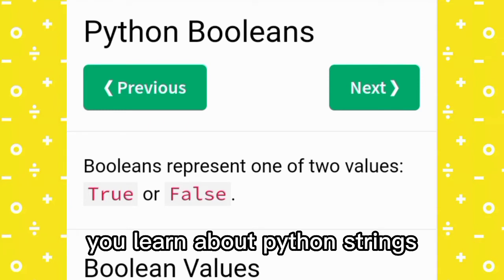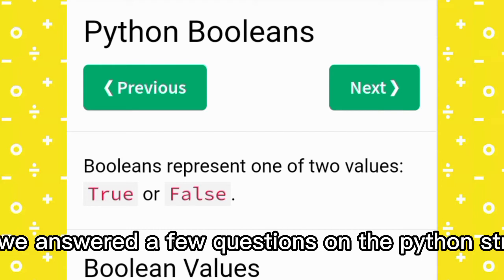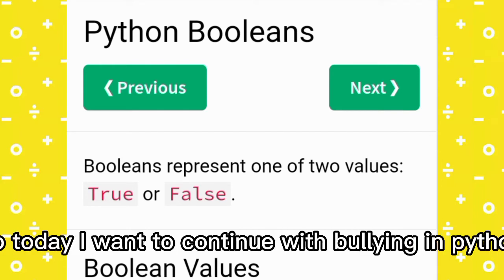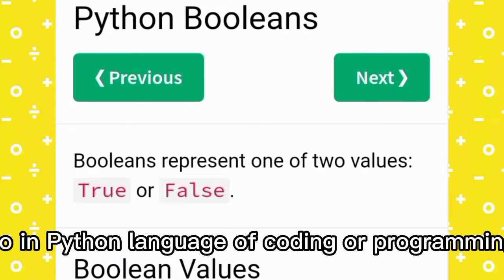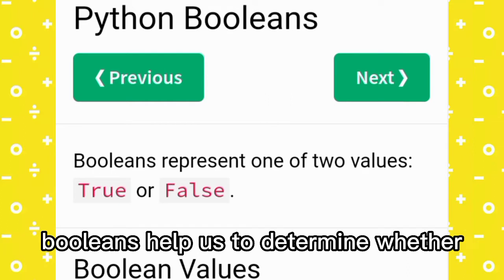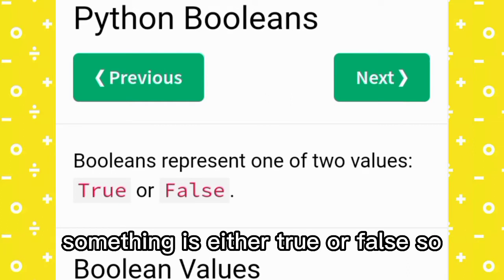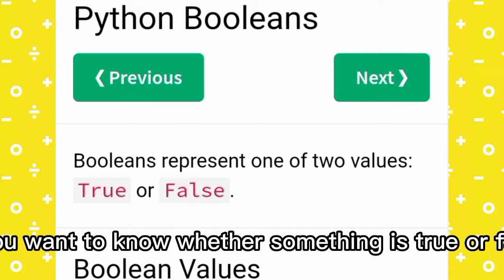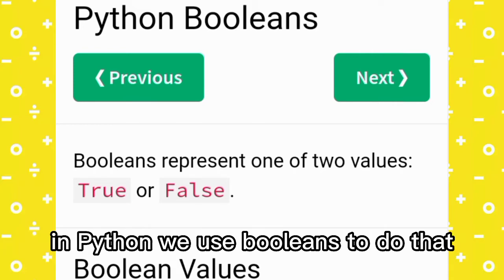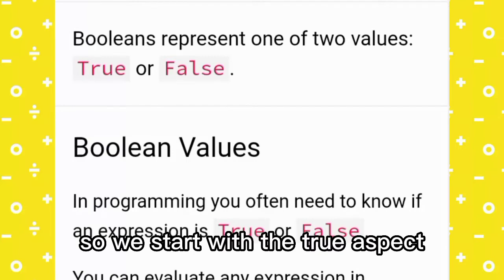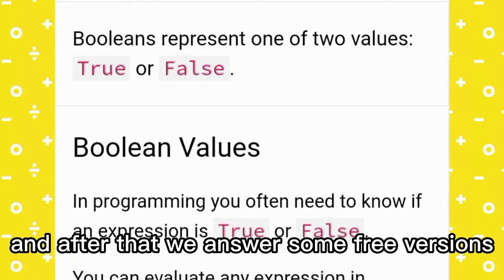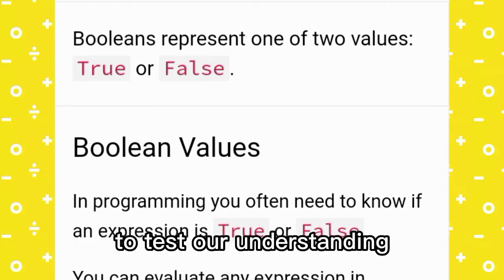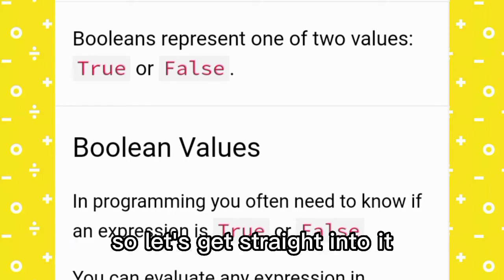The last time we learned about Python strings and we answered some few questions under Python strings. So today I want to continue with Booleans in Python. In Python, Booleans help us to determine whether something is either true or false. So if you want to know whether something is true or false in Python, we use Booleans to do that. We start with the true aspect, after which we go to the false, and after that we answer some few questions to test our understanding. So let's get straight to it.